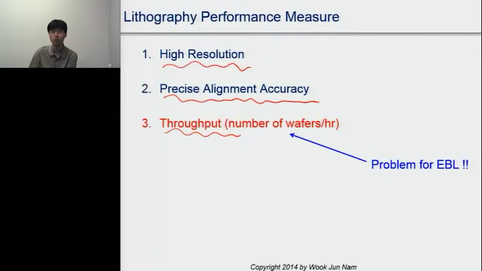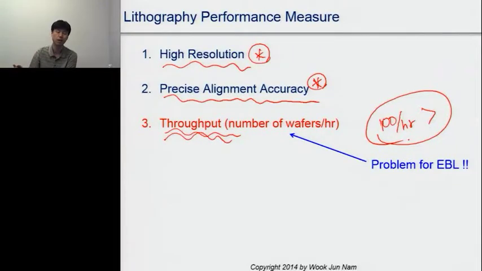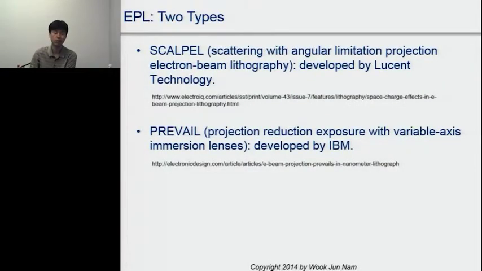We reviewed in the previous three lectures that we don't have any problems with resolution using E-beam lithography, and we don't have any problems with alignment accuracy. But we always have problems with throughput, the number of wafers we can handle per hour. For example, an advanced optical lithography tool used for commercial chip production can handle more than 100 wafers per hour, but E-beam lithography cannot meet that kind of throughput.